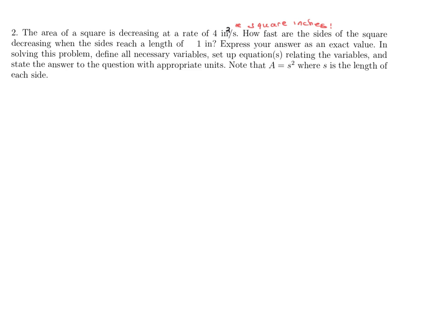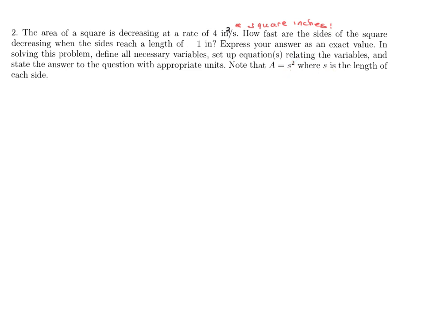It goes on to say that when solving this problem, we should define all variables, set up any necessary equations relating those variables, and then state our answer with appropriate units. And it's nice here that we're given the formula for the area of a square, which is A is equal to s squared, where s is the length of each side.